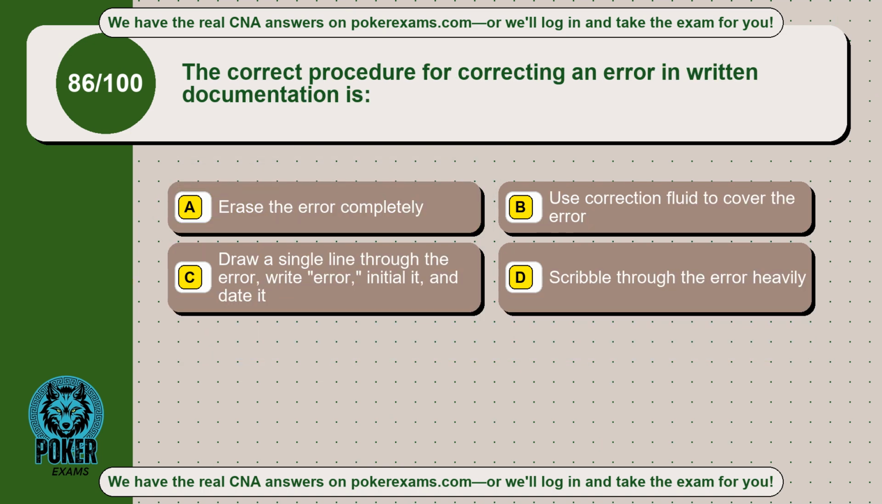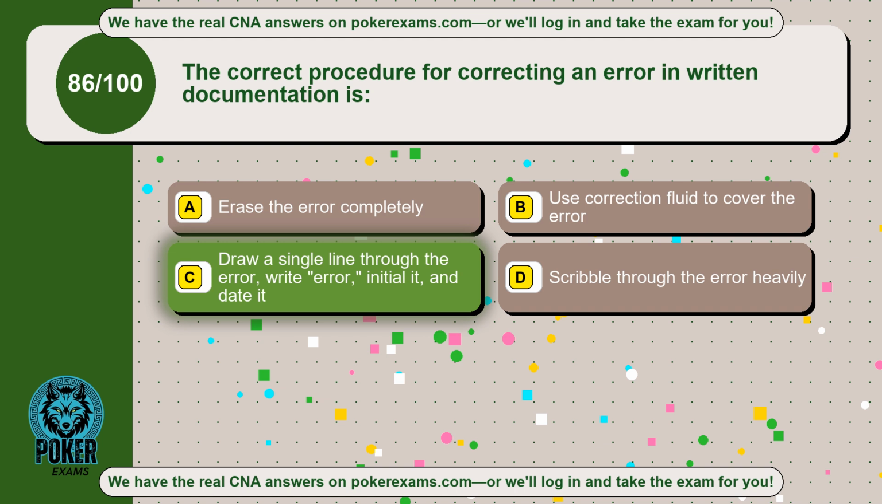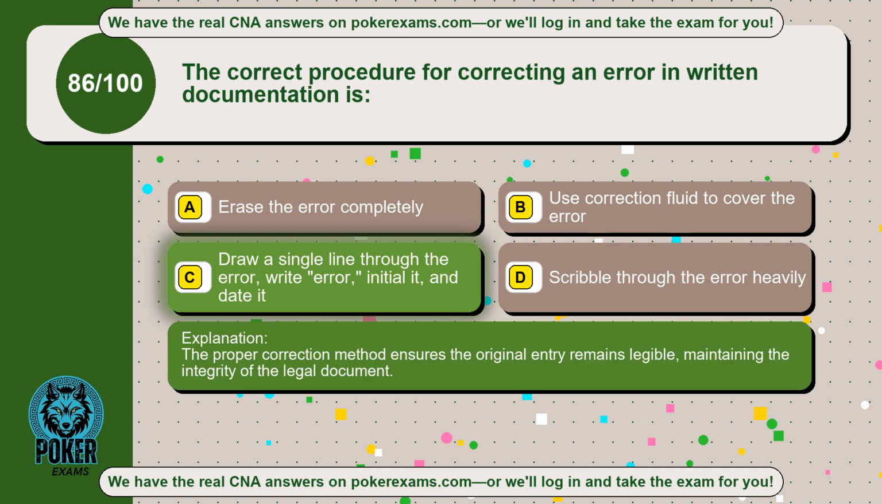Question 86. The correct procedure for correcting an error in written documentation is: Option A, erase the error completely. Option B, use correction fluid to cover the error. Option C, draw a single line through the error, write error, initial it, and date it. Option D, scribble through the error heavily. The correct answer is option C, draw a single line through the error, write error, initial it, and date it. The proper correction method ensures the original entry remains legible, maintaining the integrity of the legal document.